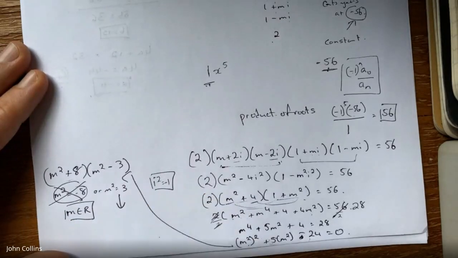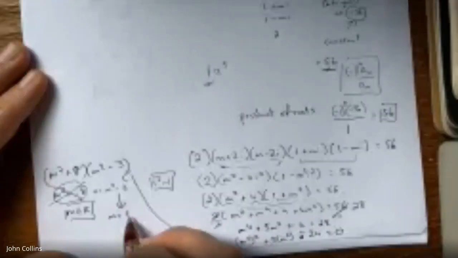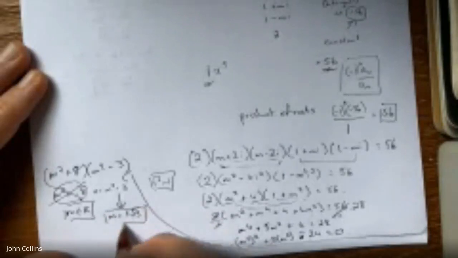And you're also asked to show that it equals this. So if m squared equals 3, m equals plus or minus root 3. And that is it shown.